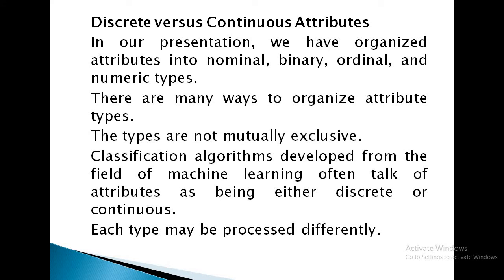Next is the discrete versus continuous attribute. There are many ways to organize attribute types. The types are not mutually exclusive. Classification algorithms developed from the field of machine learning often talk of attributes as being either discrete or continuous. Each type may be processed differently. In our presentation, we have organized attributes into nominal, binary, ordinal and numeric types.